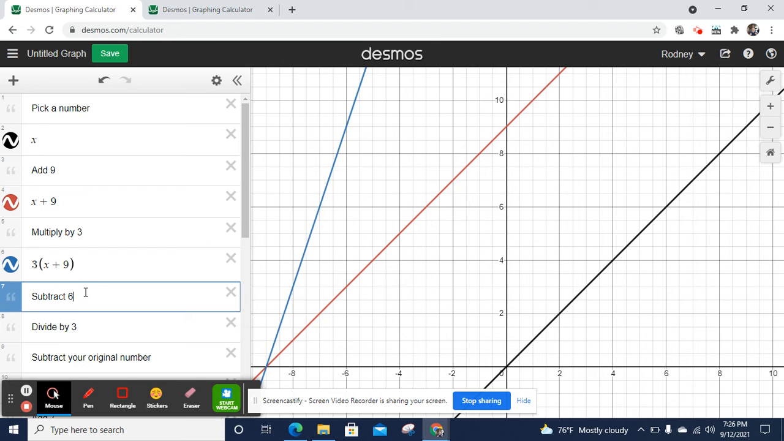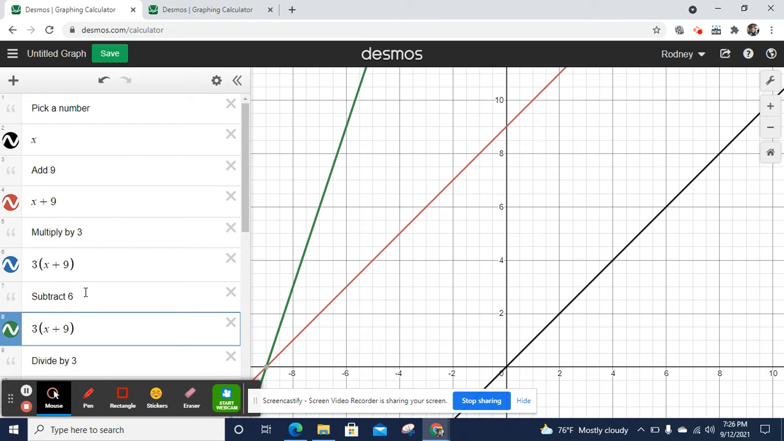And now we're going to take this equation here, Control A, Control C, hit Enter, and Control V. And I am subtracting 6 now. So I subtract 6. You might notice this line just went down to here. You don't have to know why these lines are doing these things yet. We'll learn about that later. But it is interesting to notice that these two lines are parallel and this one is shifted over a bit.